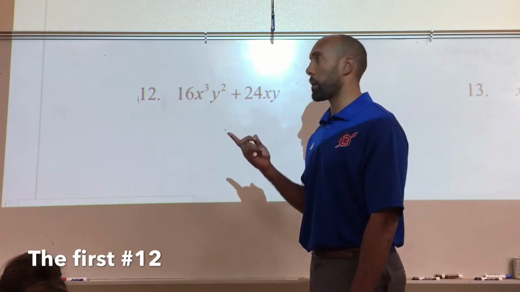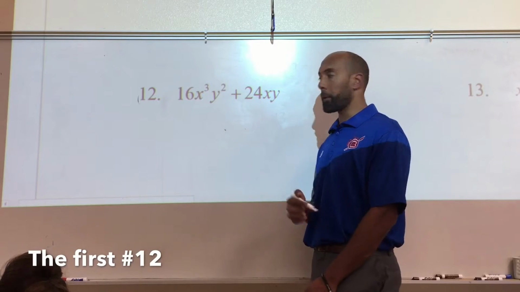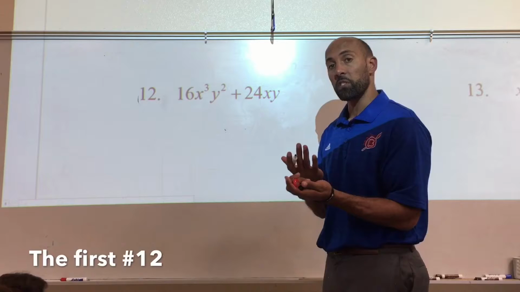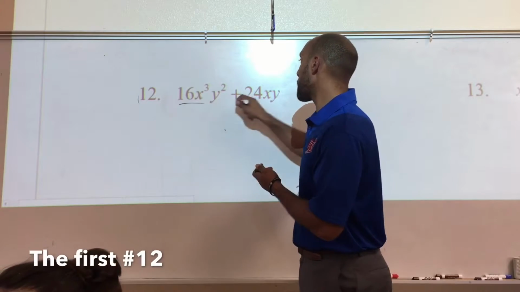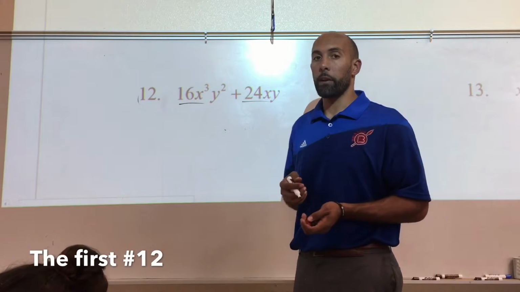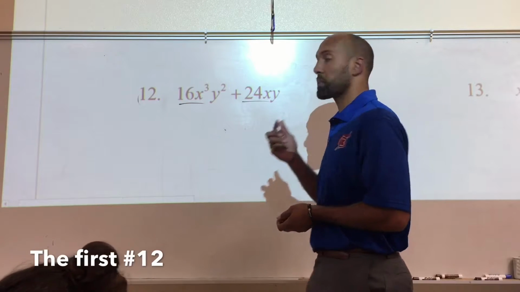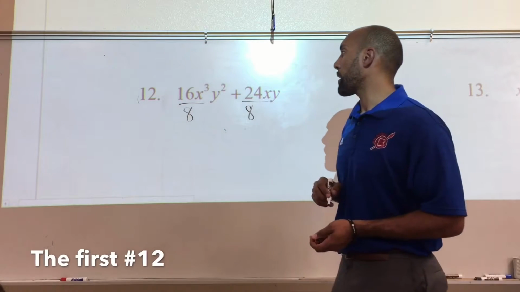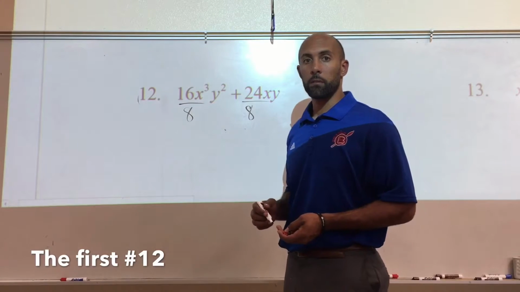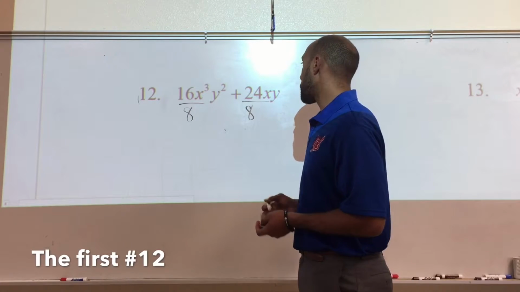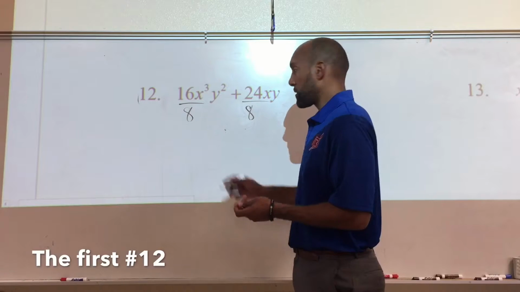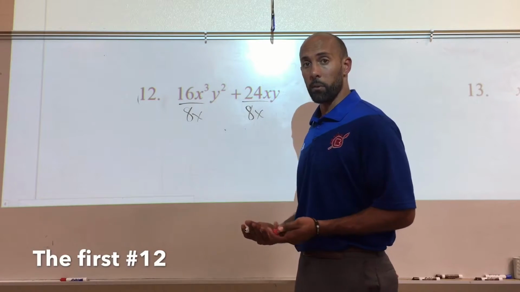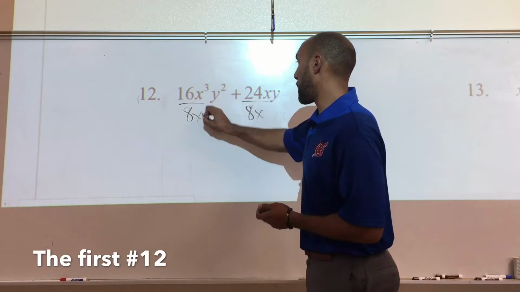This is the first number 12. Okay. So again, see first, can you divide a number into each term? Here, yes, I can divide a number. That's going to be 8. So 8 here, 8 here. Okay. Now how about the x variable? What do they have in common? They both have at least 1x. Okay, do they both have a y variable? Yes, they both have at least 1y.